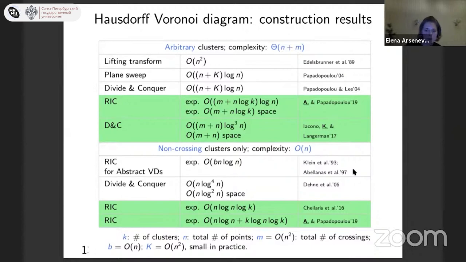No, I'm sorry, but what does exp mean? Expected or exponent? I hope expected. It's expected. So in this context, we can use randomness, but in a way that the time complexity is expected, while the result is always exact and correct. It's this type of randomized algorithm.